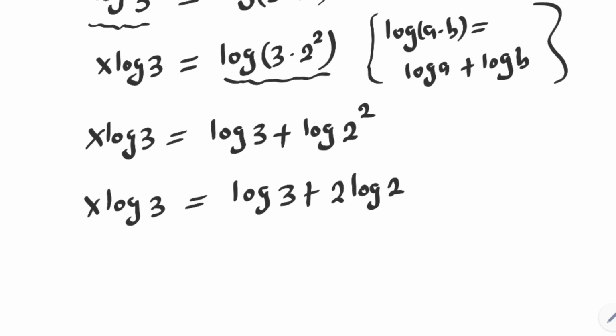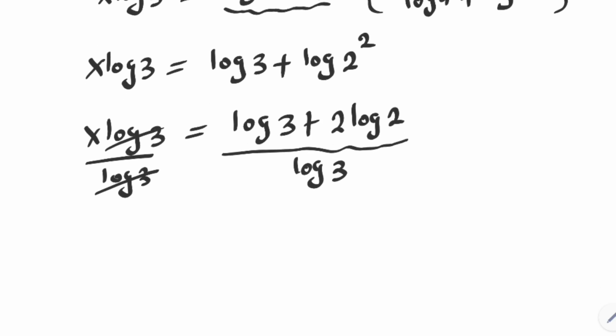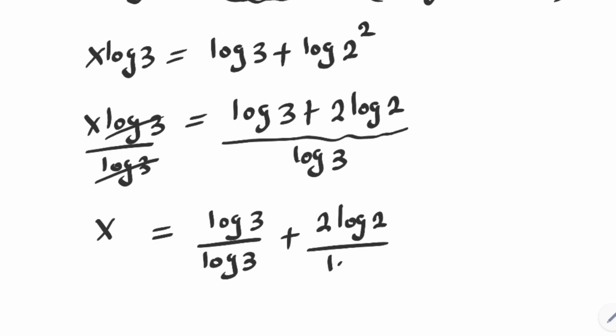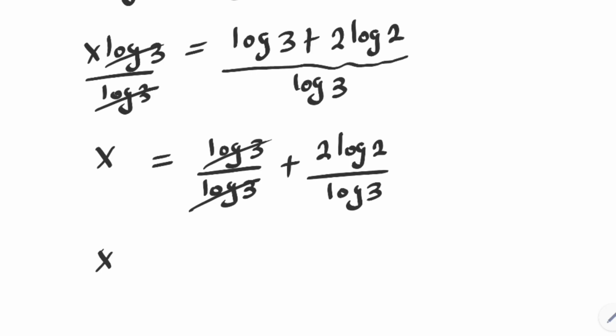Now let us divide the whole of this equation by log 3. This divided by log 3 and this divided by log 3. This log 3 cancels this log 3. x is equal to log 3 over log 3 plus 2 log 2 over log 3. This cancels this. x is equal to 1 plus 2 log 2 over log 3.